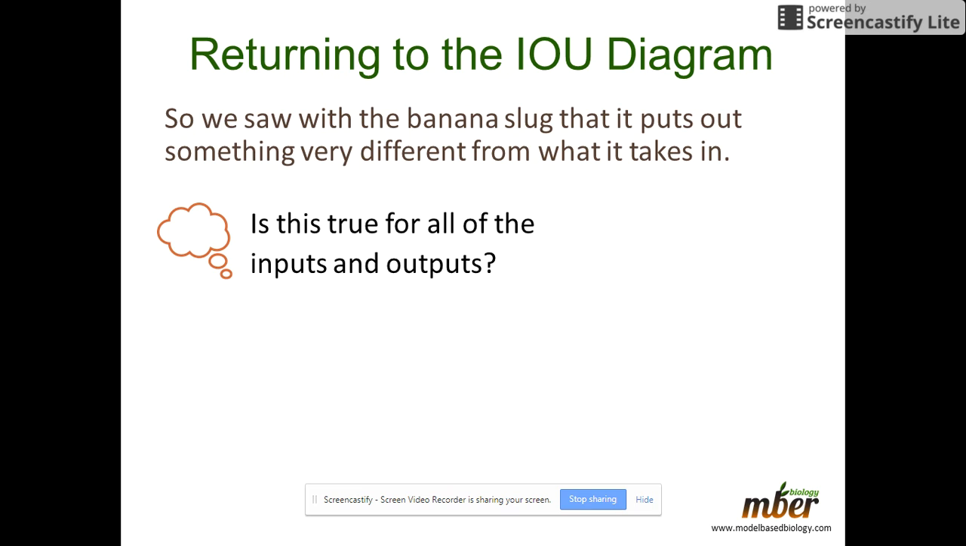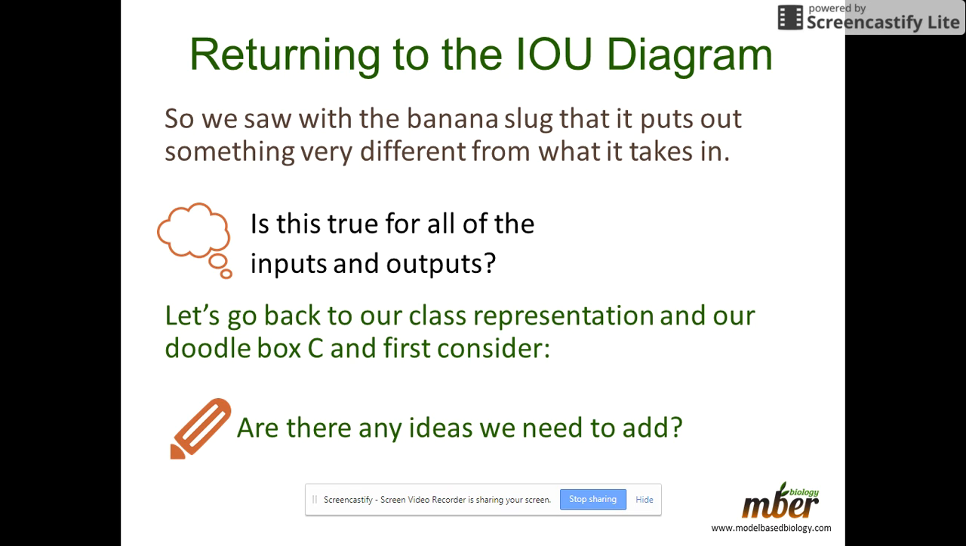Is this true for all inputs and outputs? So go back to our class representation or your group representation and doodle box C, and are there any ideas you need to add? Do you have anything coming out that was produced in the body that wasn't put in?